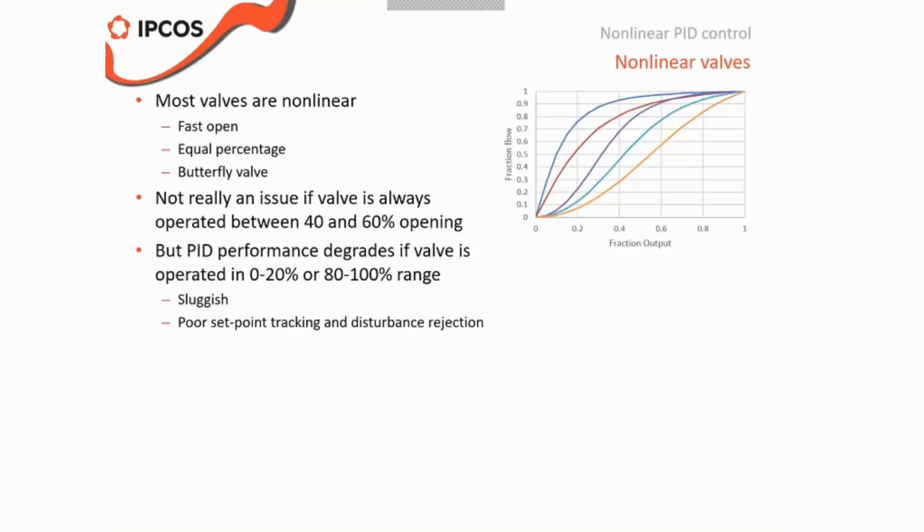In the figure, you can see some nonlinearity. If you look at the orange line, that's almost a linear valve. And if I go from the cyan up to the blue line, then basically the nonlinearity increases. Is this valve nonlinearity going to be an issue? Well, it depends a bit. If the valve is always operated in the region of, let's say, 40 to 60%, then probably the answer would be no.